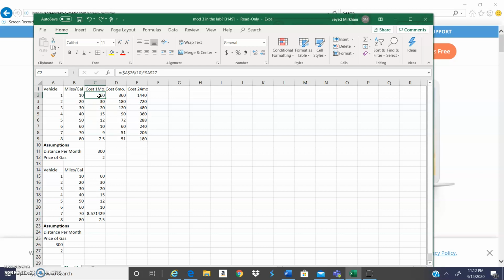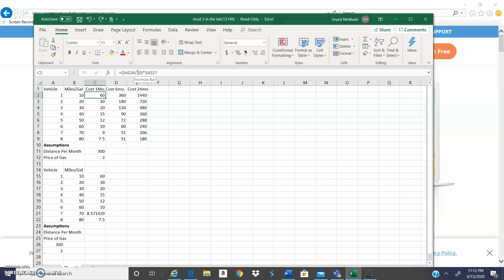A26, that is correct. That is 300. And then times A27, that is correct. Times A27, that is correct. And divided by 10. Oh, rather than this 10, this is supposed to be a cell reference.